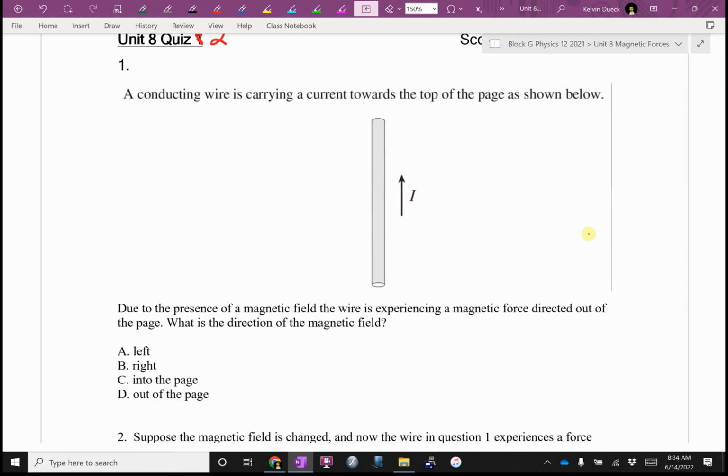So I'm going to use my three-dimensional right-hand motor rule. I have current going up the page. Magnetic force is out of the page. So for me, facing the board, I would hold my hand like that, palm pointing out of the page.